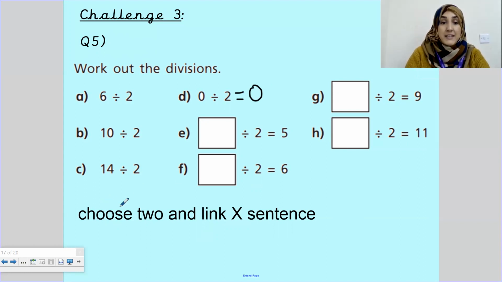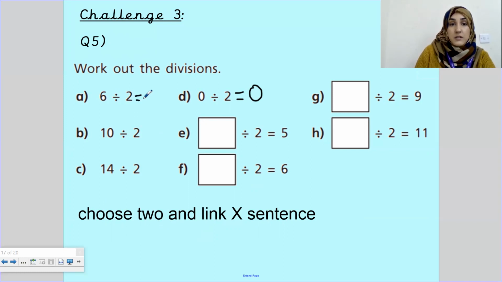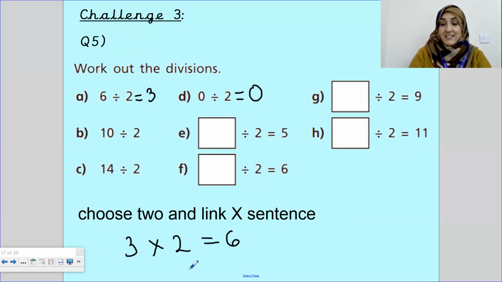Now, at the bottom it says choose 2 and link the multiplication sentence. For example, it could be 6 divided by 2 equals 3. The multiplication sentence for that would be 3 multiplied by 2 equals 6. It's literally backwards. So choose 2 and link the multiplication sentence for the answer for the division sentence.